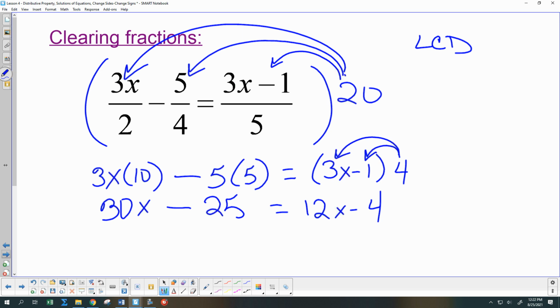Get your x's together on one side. Get your numbers on the other side. It is not an integer. It is a fraction. See if you can reduce it or not.